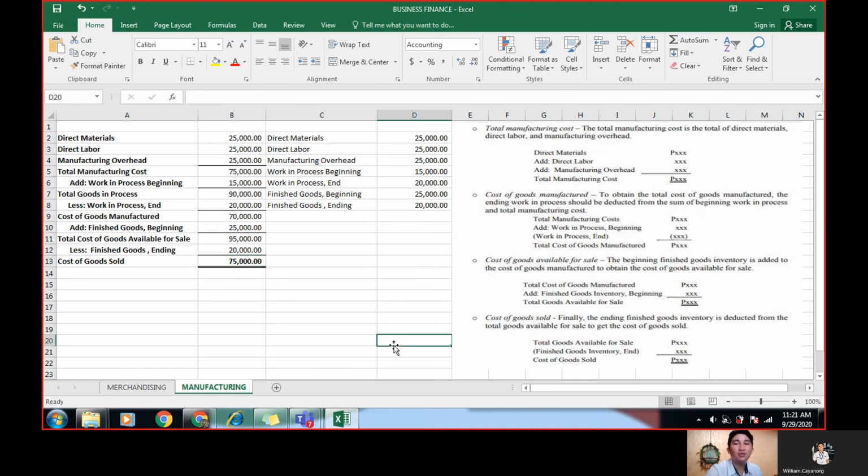So we have two approaches here for this tutorial. We have merchandising and manufacturing. Merchandising is more on buying and selling, while manufacturing is more of converting raw materials into finished goods.